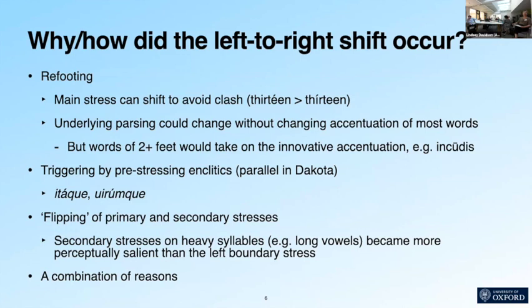Another possibility is that pre-stressing enclitics are to blame. So, for instance, the que suffix, an enclitic meaning and, brought the stress into position just immediately before it. So, in a word like ita, we would get itaque, or virum would be verumque. And when you get something like that happening, it's going to be kind of triggering to a new generation of speakers, where they think, oh, well, I do it on these words, maybe I should be doing it in a more widespread way. And this same process seems to be happening in a particular variety of Dakota. So I think there's a sort of typological point to be made there.